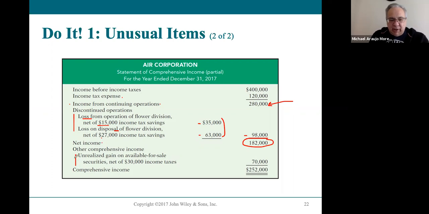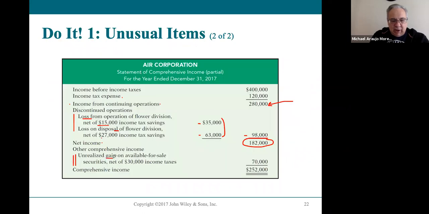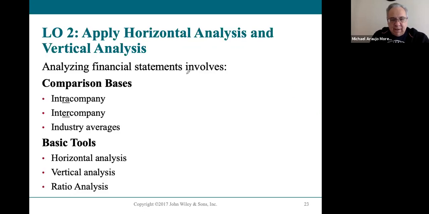Now you have an unrealized gain from those securities. So you look back here, your unrealized gain is 100,000. You've got to put aside 30% of that for taxes. So you're going to add 70,000 here. That's the difference between 100,000 and the 30,000 you put aside for taxes. So your comprehensive income is 252. Okay. So just a quick break, coming back to the main class to touch base to see how you're doing on that.